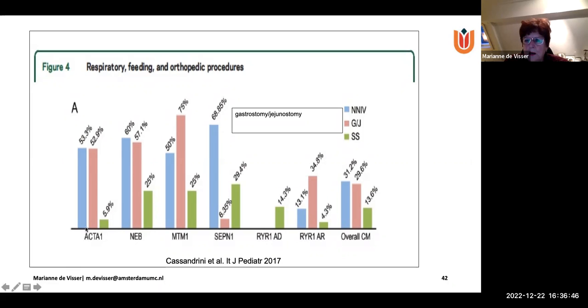And we are going to look at this pink bar, which represents whether the patient has a gastrostomy or a jejunostomy. And you can see that more than 50% of the patients, nearly 60% of the patients in nemaline myopathy have dysphagia, and almost 75% of the myotubular myopathy patients.